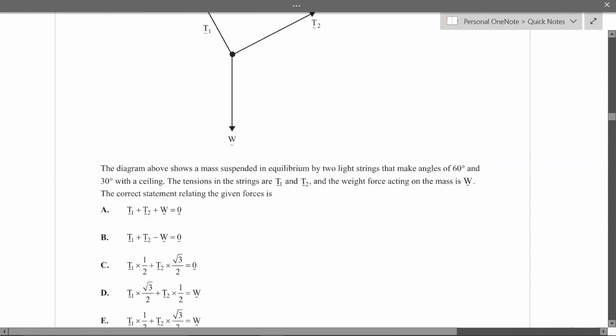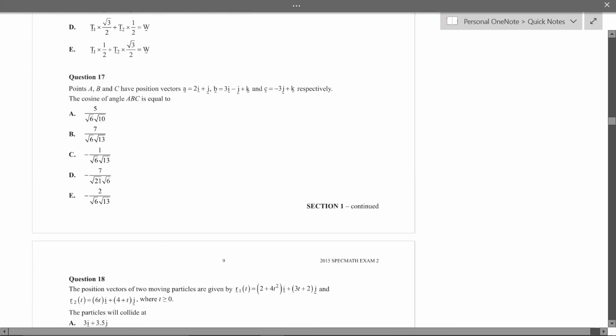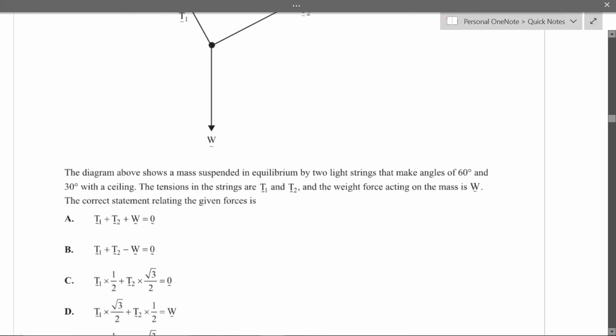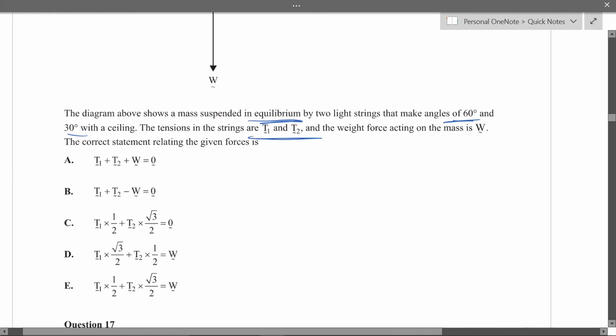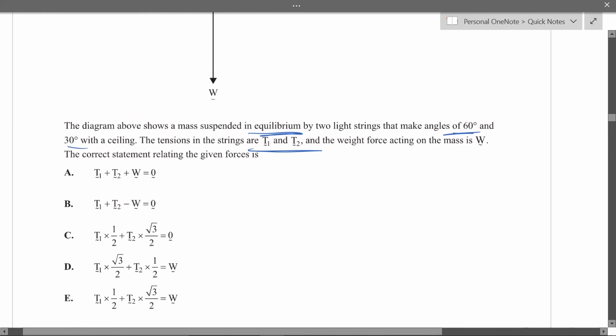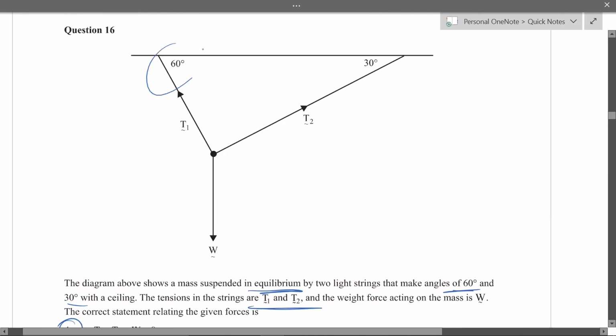So question 16, this is a bit like, they kind of trick you if you're not paying attention. So it's held in equilibrium, and it makes an angle of 60 and 30 with the ceiling, and it's given that these are the tension forces. And the correct statement given the forces is, so the trick with this question is the answer is actually A, and all of these angles are just to trick you.